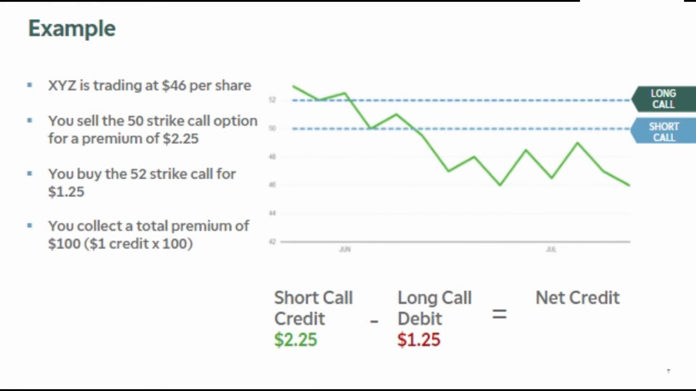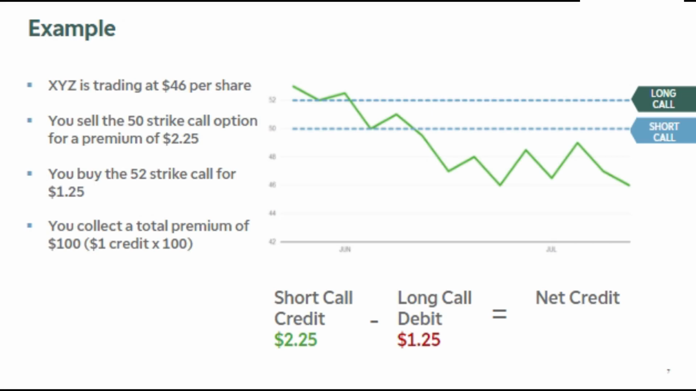So we're going to use this one for our example here. Say stock XYZ is trading at $46 per share. You decide to sell the 50 strike call option for a premium of $2.25. The stock's trading at 46. You don't think it's going to go higher than 50, so you sell the 50 strike call for $2.25.